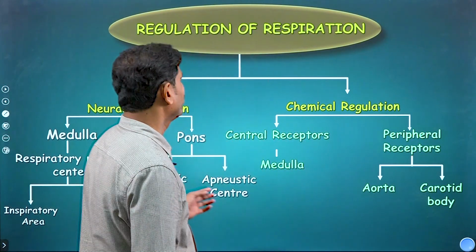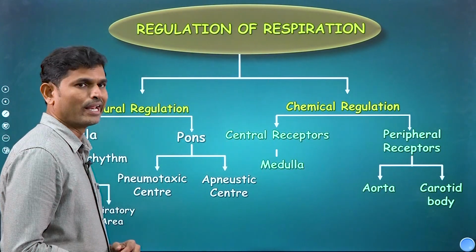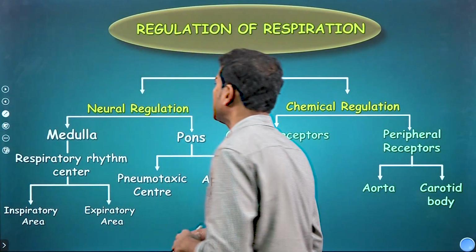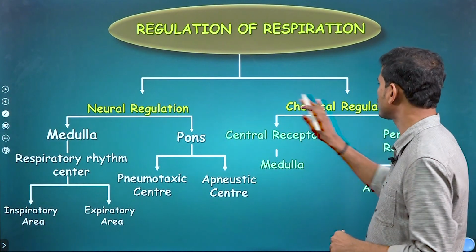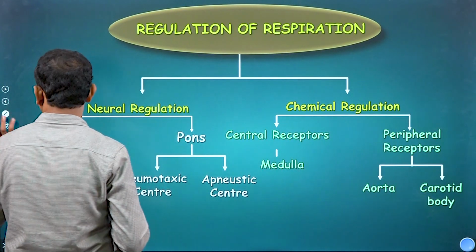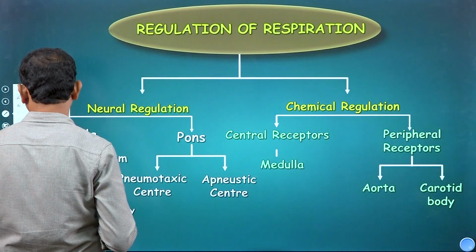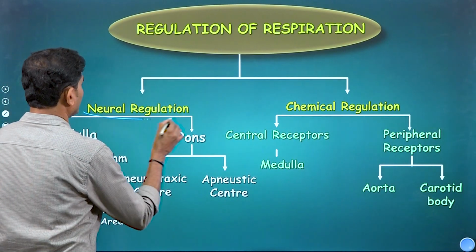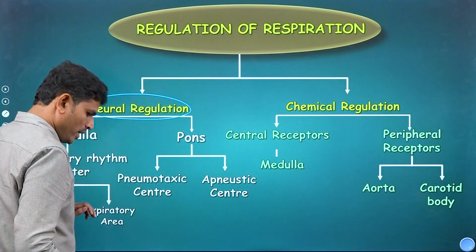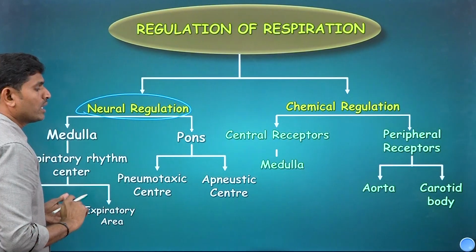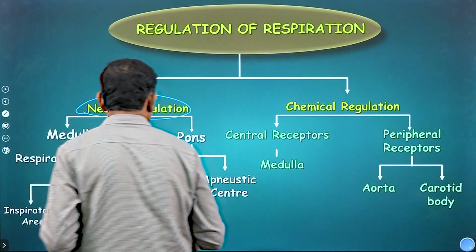Okay, now we can see the next topic, regulation of respiration. Regulation of respiration is by neural regulation and chemical regulation. So here, neural regulation, we can see what happens. Neural regulation. ये न्यूरल रेगुलेशन में न्यूरल सिस्टम पर्टिकुलरली CNS, इसमें टू पार्ट्स है.